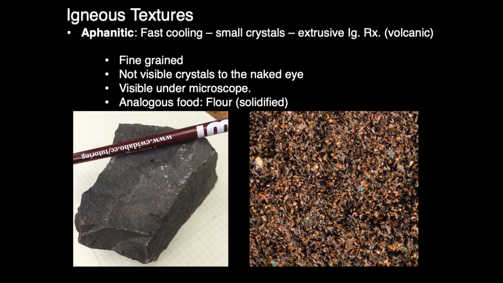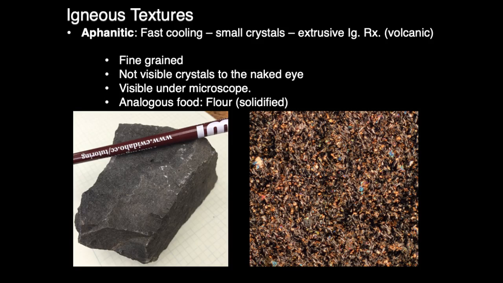So the first texture that we'll look at is aphanitic texture. Here the rocks cooled fast. They are typically extrusive rocks. As a consequence of fast cooling, the crystals within the rock are typically very small. And by that I mean small enough not to be seen with the naked eye. So they can only be seen under a microscope or some sort of machine that looks at micro sizes. You can think of aphanitic texture as an analogy to what flour kind of looks like, as if flour were to be solidified.